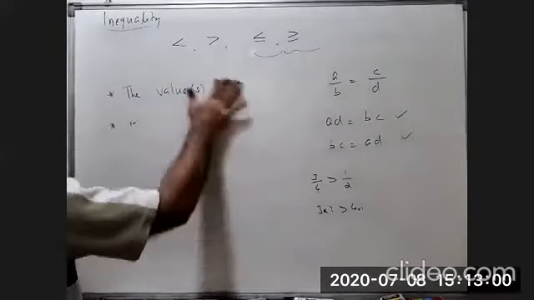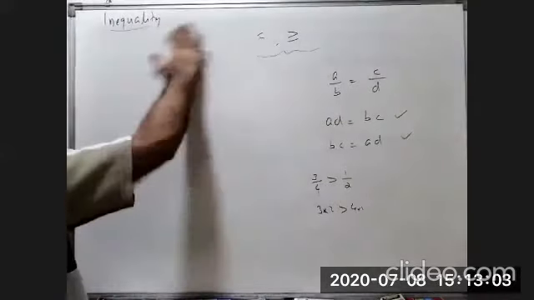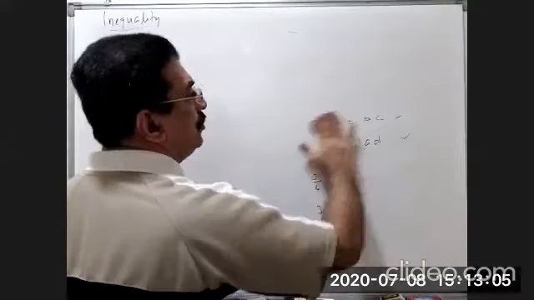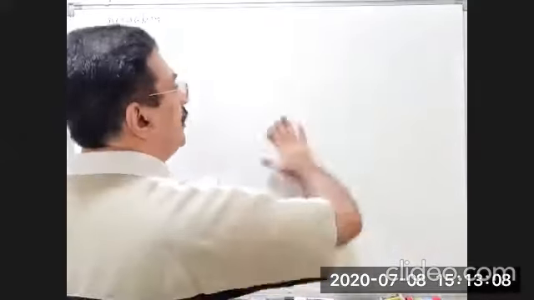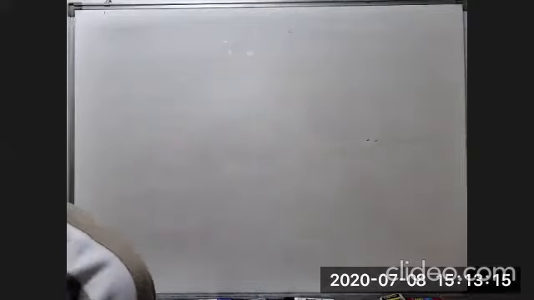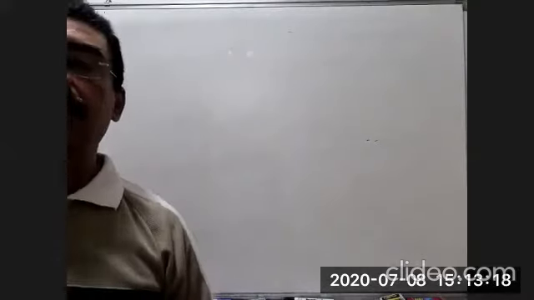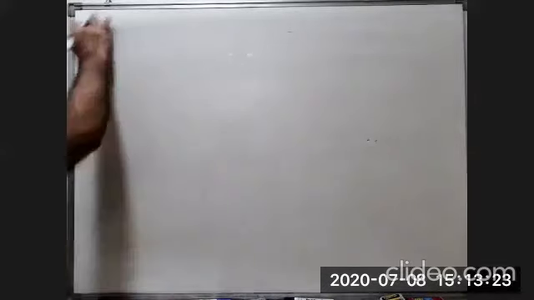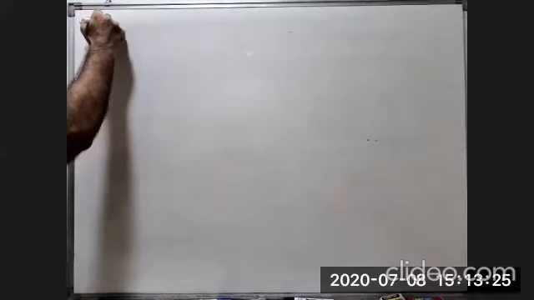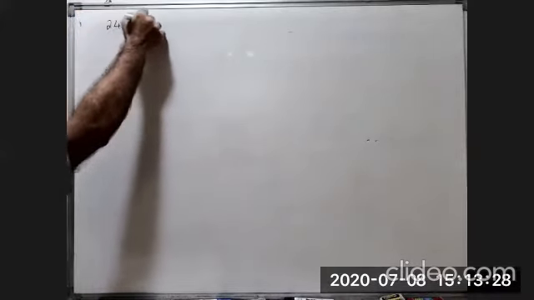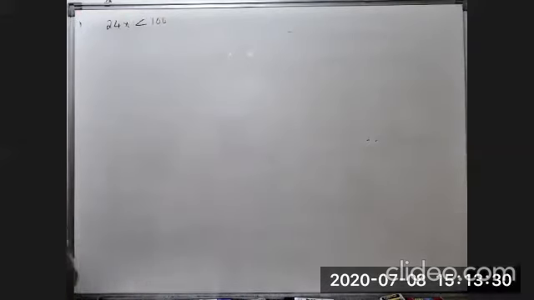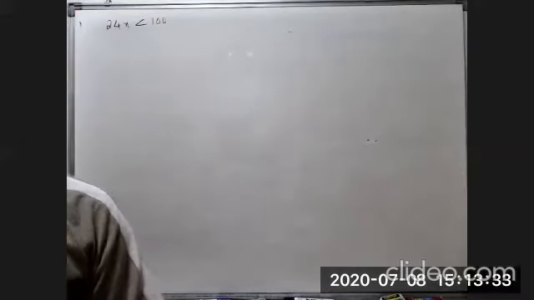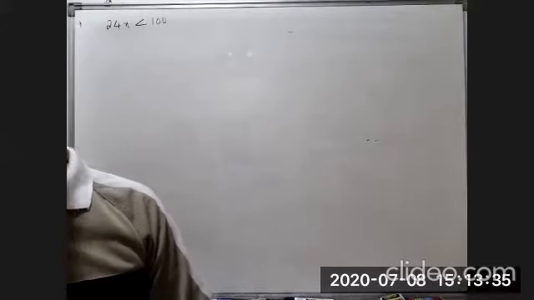Now the next exercise, I will do only odd numbers remaining. All are very easy questions. Coming to 6.1, page number 122. First one, solve: 24x less than 100. We have two bits. X is a natural number and also X is an integer.